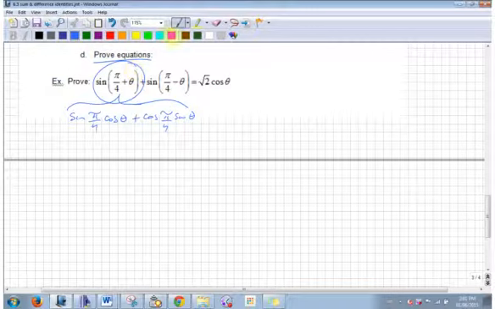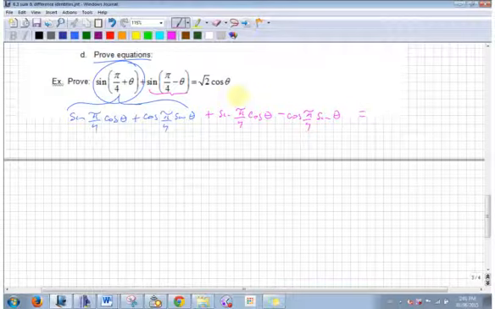So, how about purple? That's sine A minus B, which is sine A cosine B minus cosine A sine B. Okay, all of that's the left side. This I'm going to kind of leave alone, right? What can I do with root 2 cos theta? So I want the left side to look like that.